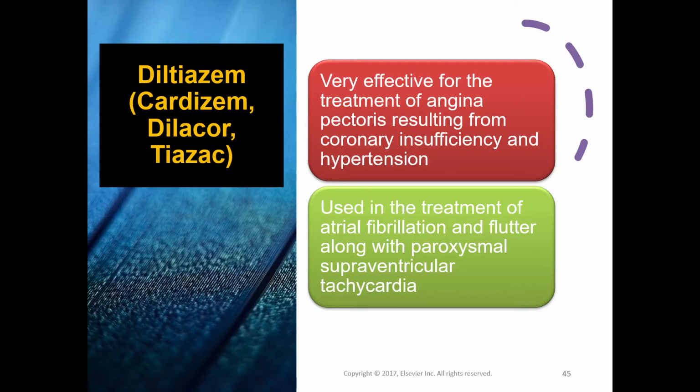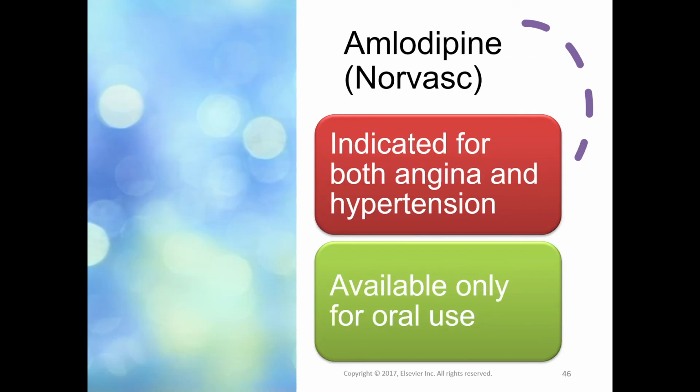All right. Diltiazem, Cardizem, very commonly used in the hospital. You really need to be very familiar with this drug. It's extremely effective for angina pectoris, or chest pain that's happening due to coronary insufficiency, even with hypertension. We use it sometimes for AFib, A-flutter, and for paroxysmal supraventricular tachycardia as well. It is a wonderful antidysrhythmic, a very good medication for that purpose. I've seen it work multiple times, and it's wonderful.